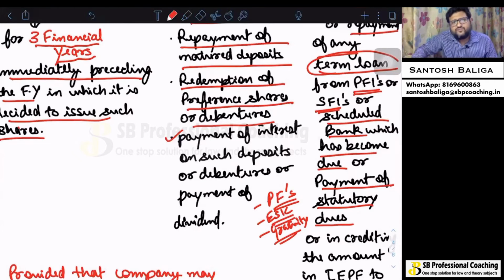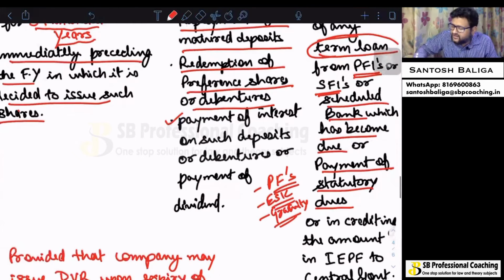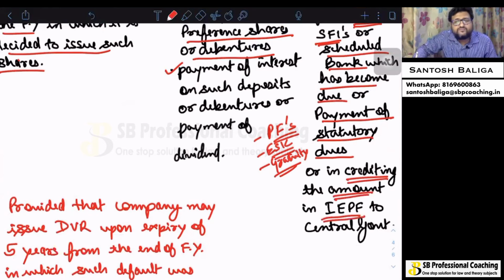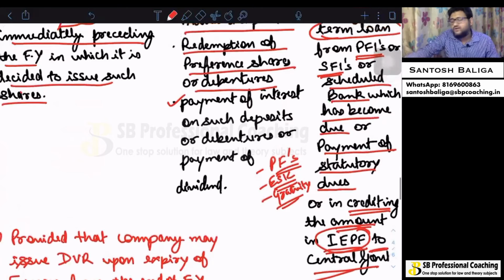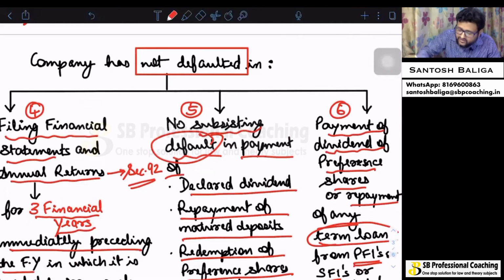Also, in case the company does not create an amount to the IEPF, IEPF means Investors Education and Protection Fund, of the central government. I will discuss this IEPF concept in detail when I go through the chapter on dividend. It is covered between section 123 to section 127, specifically under section 125. If the company defaults in creating the amount to the IEPF account, in that case also the company will not be allowed to issue DVRs. So there should not be any default in these matters.